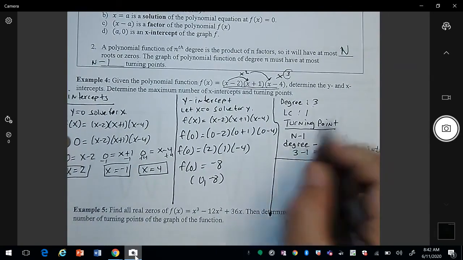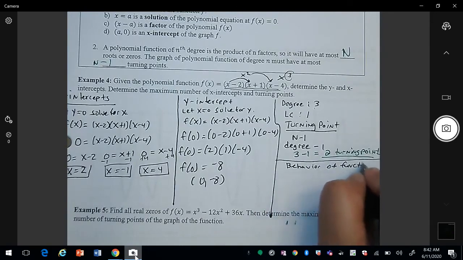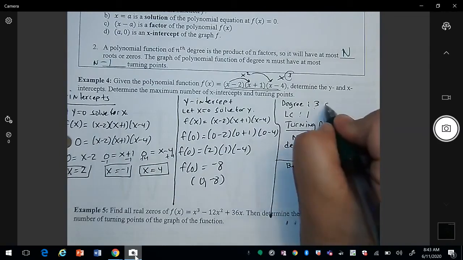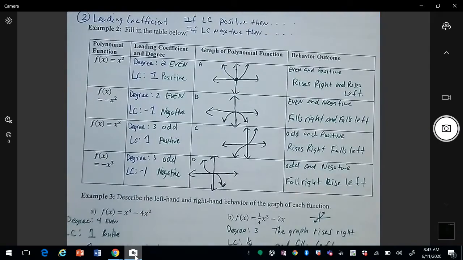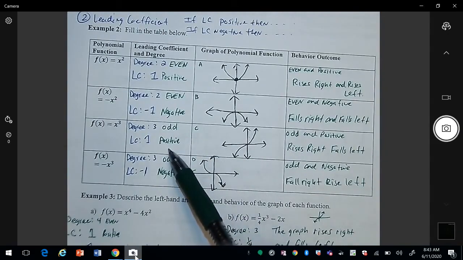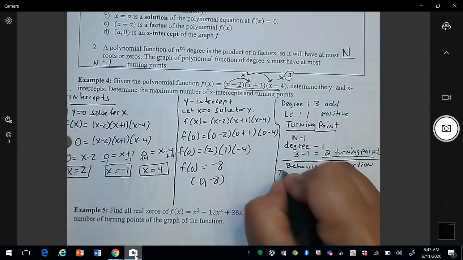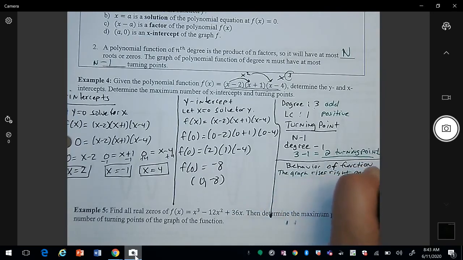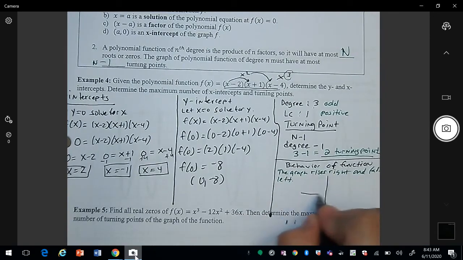Okay, so let's go ahead and find the behavior, even though it doesn't ask us to. So remember, the behavior is found using this table. So since the degree is odd and you have a positive leading coefficient, it's going to behave like letter C. So we say that the graph rises right and falls left.